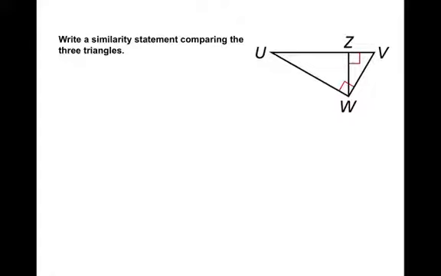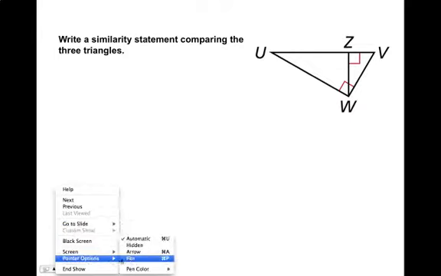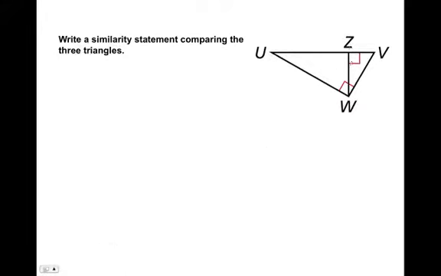We have been talking about right triangles for a while, but they have a special relationship when you draw the altitude within them and create three total right triangles. So looking at this triangle, we are given triangle UWV, which is a right triangle. And if you notice, WZ is the altitude, which creates two smaller right triangles. Let's separate them.